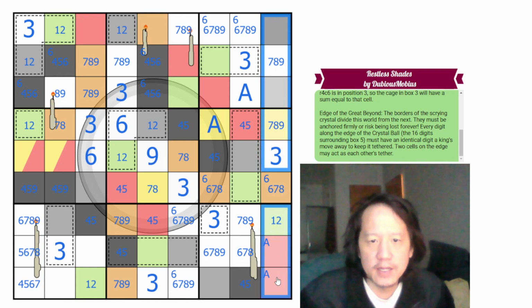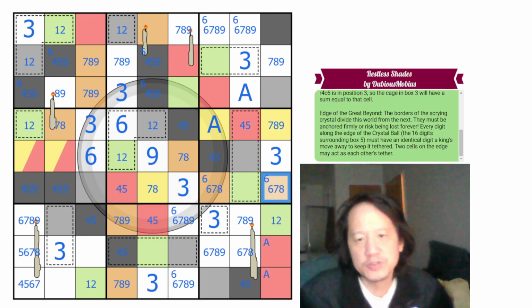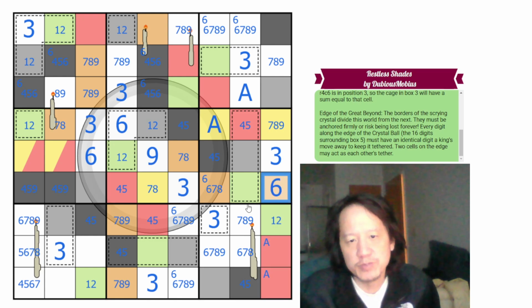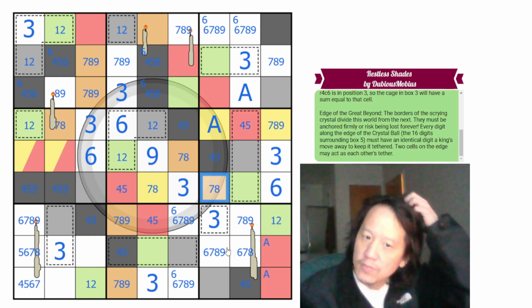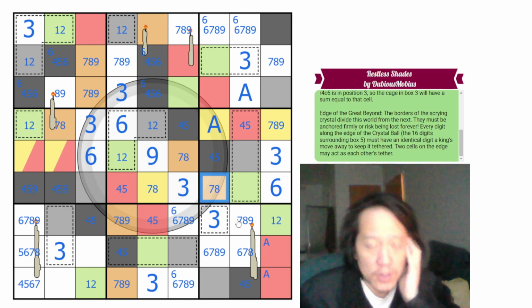7, 8, 9 in column 9, which eliminates 7, 8, or 9 from the rest of the column. So this cannot be 7, 8, or 9. It must be a 6, which means this cannot be 6. This, therefore, is not orange, because orange has to be a 7 or 8. Therefore, this is the orange 7 or 8. Okay.